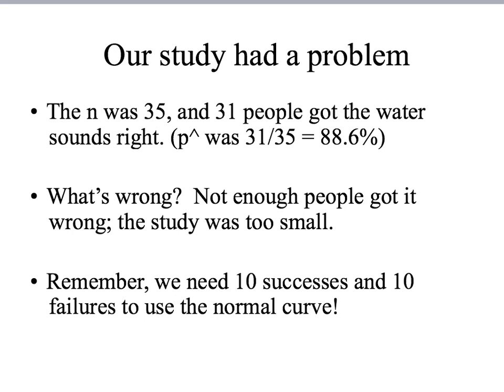One last thing to say here. I had you guys go out and collect data, and our study actually had a problem. I got 35 answers, and 31 people got the water sounds right. That means a p-hat of 31 over 35, or about 88.6% of you did. So what's wrong? Why couldn't I use this data to carry out a hypothesis test? Not enough people got it wrong. The study was too small. Only 4 people got it wrong. So we had 31 successes, but we only had 4 failures. So that was too small to use a normal curve. We couldn't use a z-table.